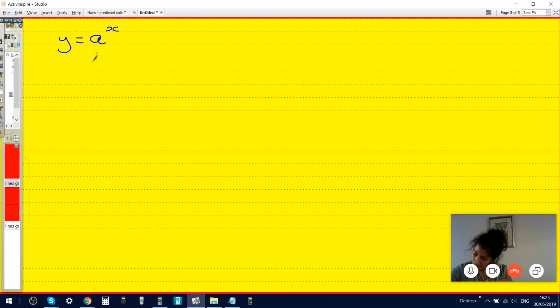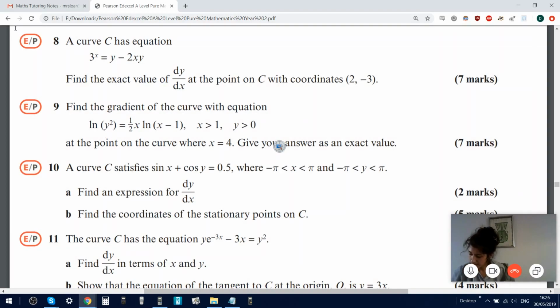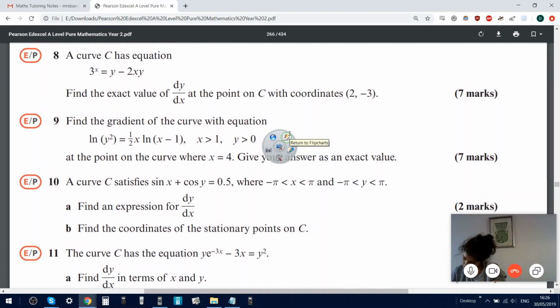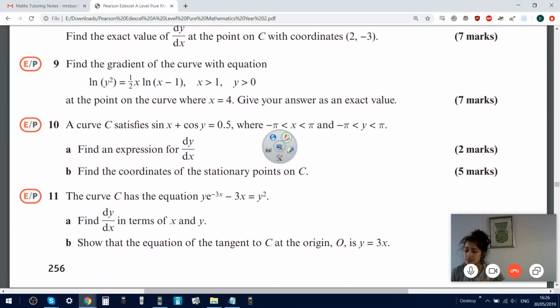So y equals a to the x. dy by dx is equal to any number to the x ln whatever that number is. Equals a to the x ln a. Yeah. A to the x. So a equals 3, so it's 3 to the x. So would it be 3 to the x ln 3? Yep. Okay. 3 to the x ln 3. Yeah. Okay. How about 9?